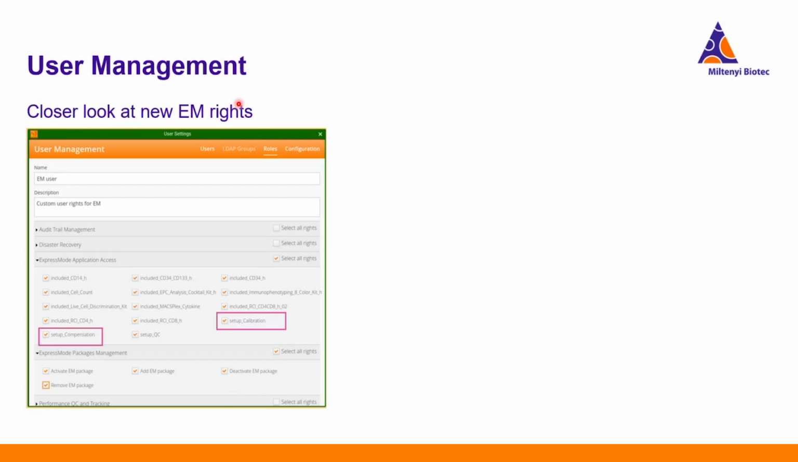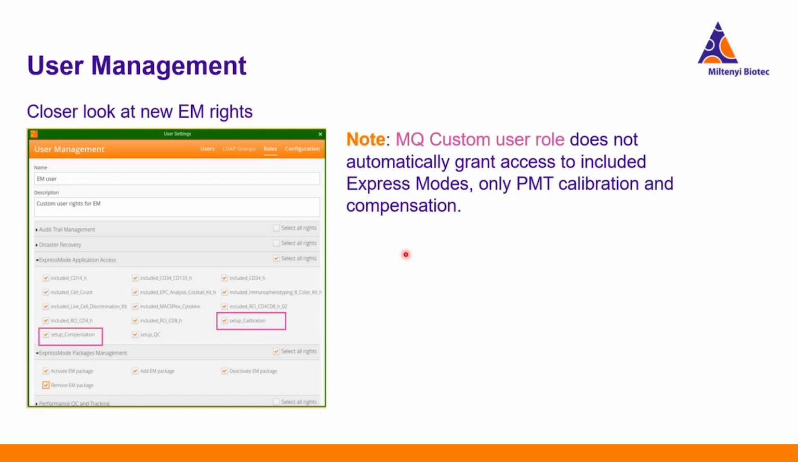Let's just look at the new express mode rights. So we just open the whole list. And what I just want to tell you, this is quite important to know. If you have this MACSQuant custom user role assigned, this is not giving you access to the included express modes. It only gives you access to PMT calibration and compensation. So those pink marked rights every custom user role has.